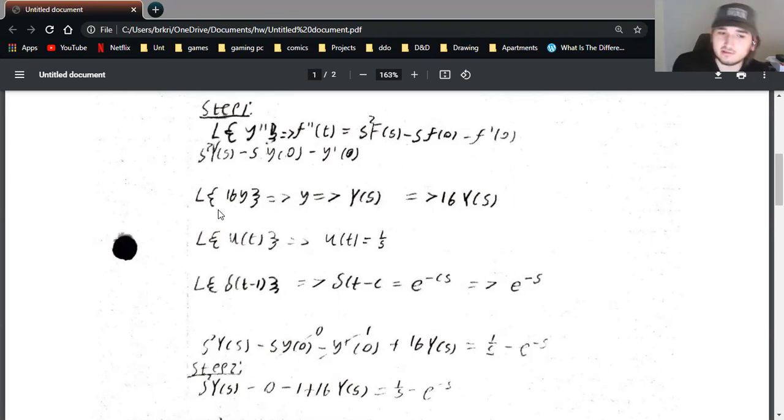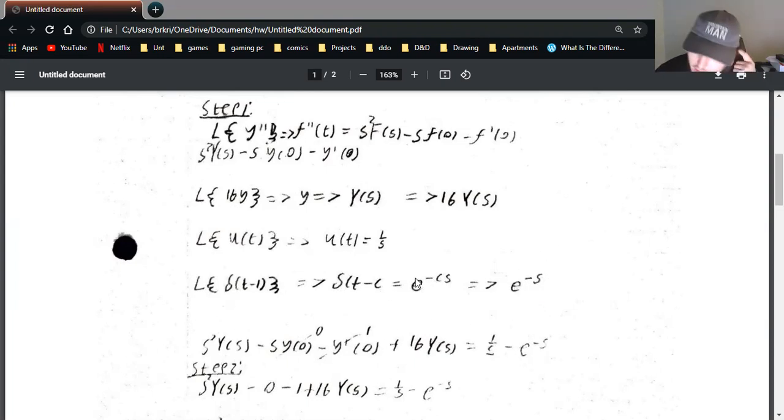Now we'll find the Laplace of the third part, which is u of t, which is just 1 over s. That's just what it is. Now we'll find the Laplace of delta t minus 1, for which we use the form: the Laplace of delta t minus c equals e to the power of negative cs. Our c in this case will be 1. So we'll just plug that in.